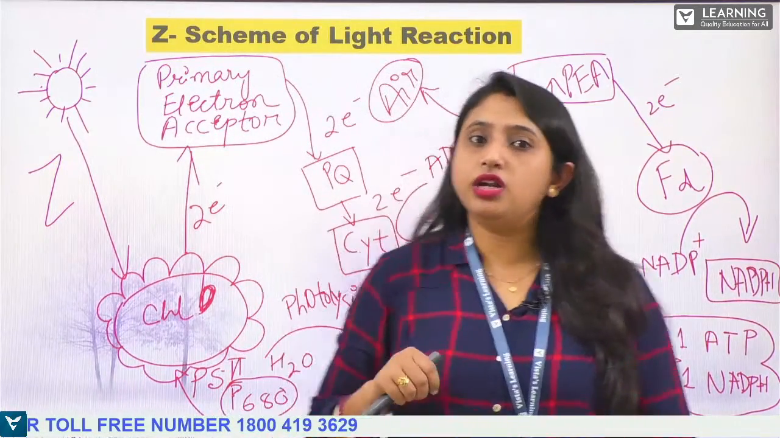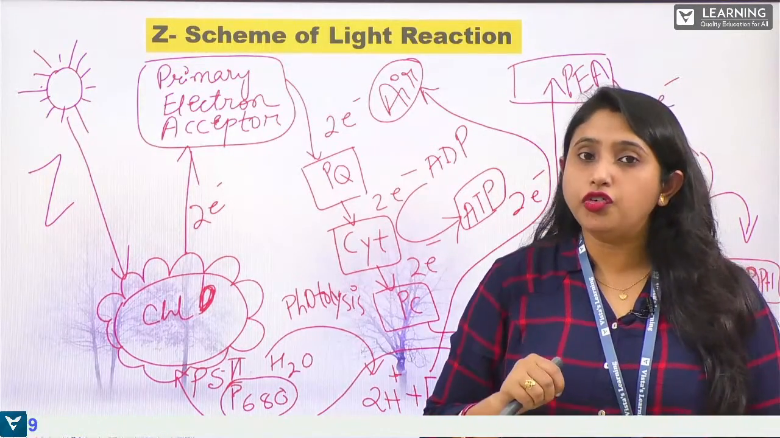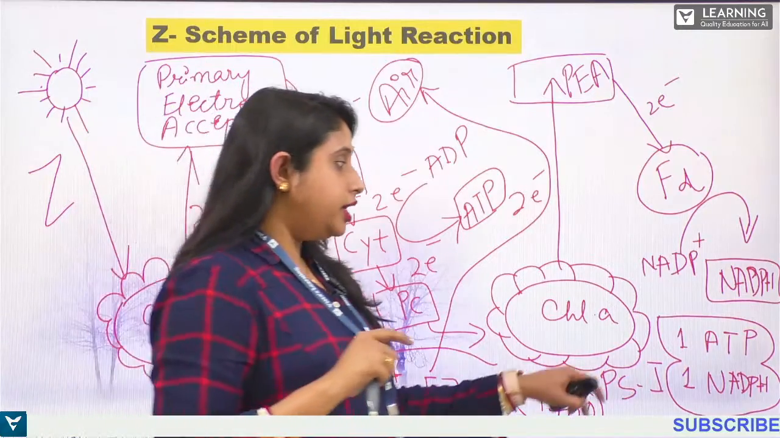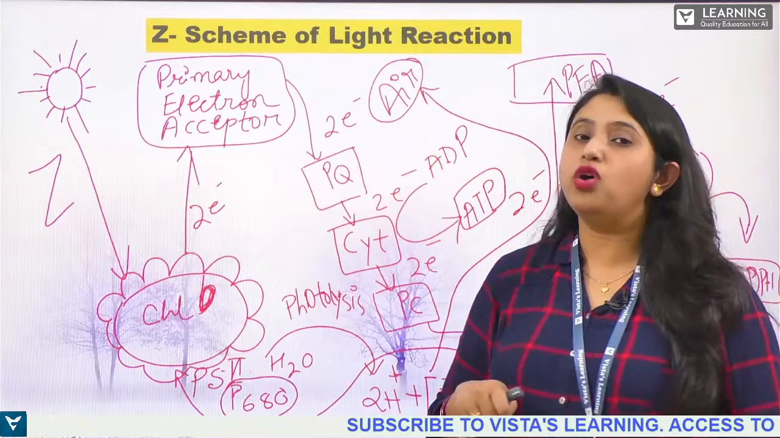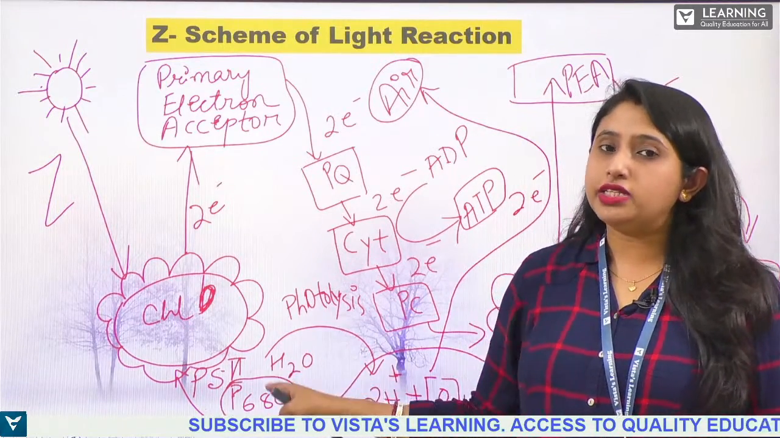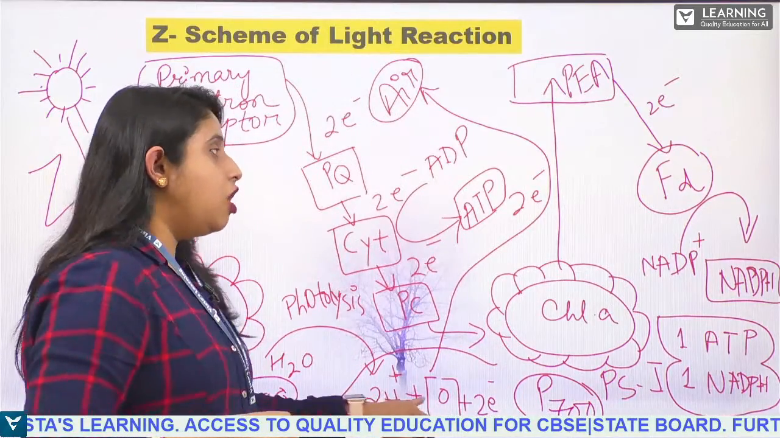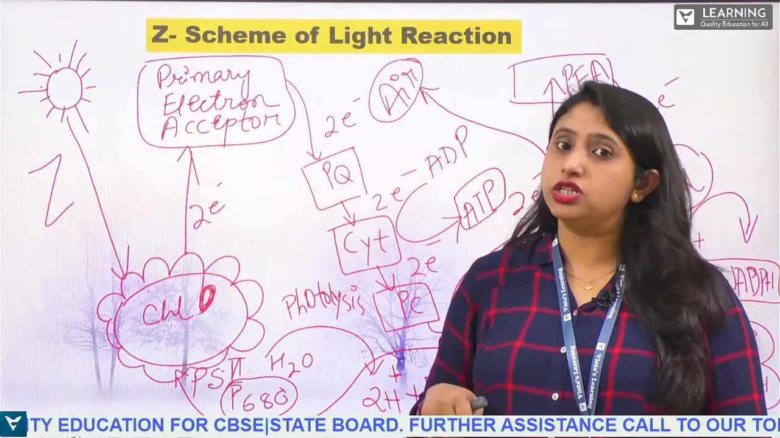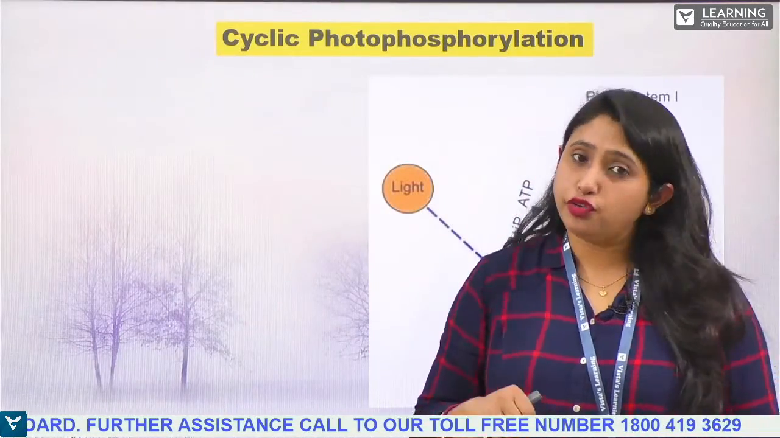And here there is production of one molecule of ATP and one molecule of NADPH, right? And there is photolysis of water also, and oxygen is being evolved here. So this is non-cyclic photophosphorylation. Okay, so yes, next we move into the cyclic photophosphorylation.